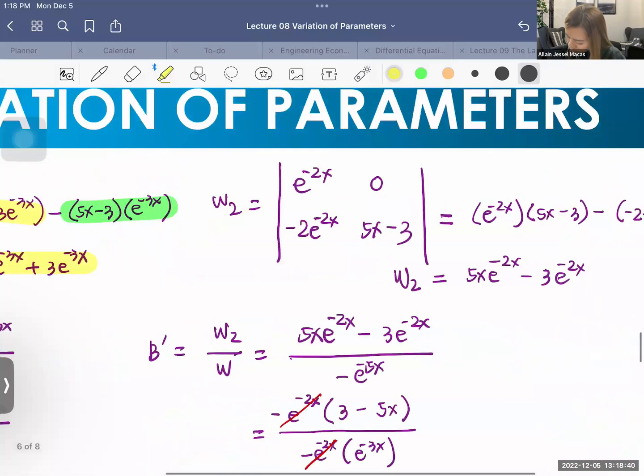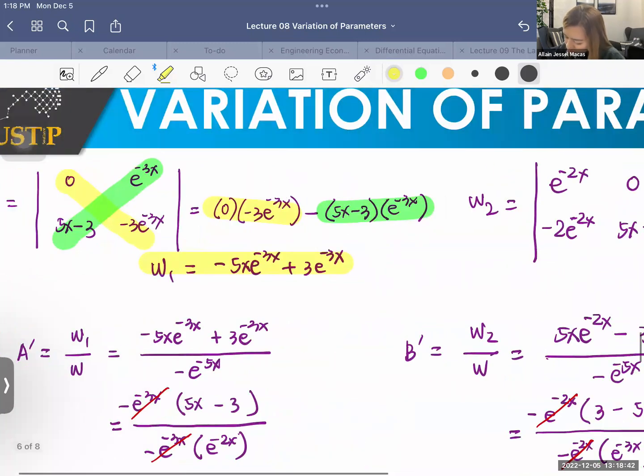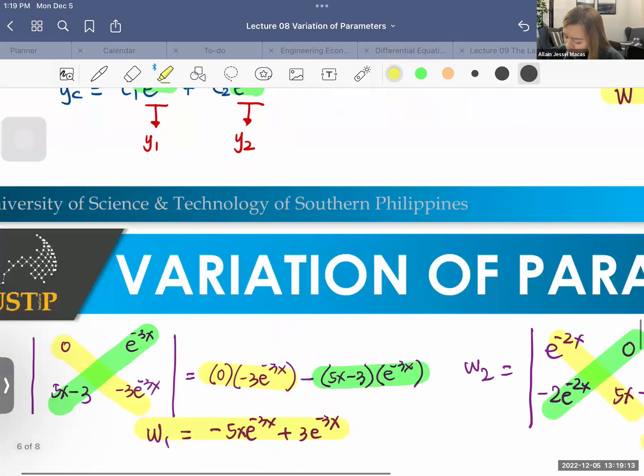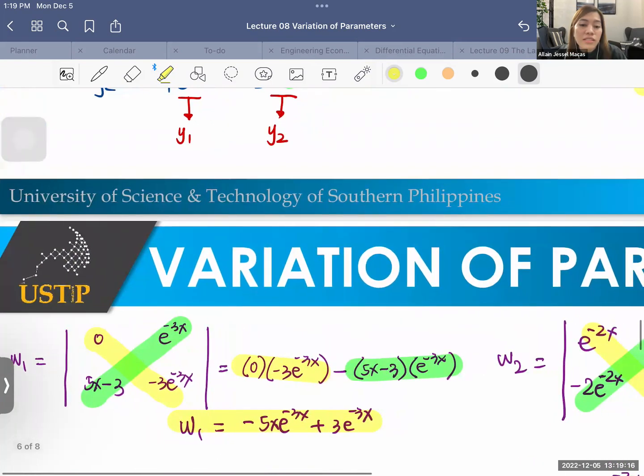Y2. So sa W2, i-retain mo ang y1 and the derivative. W2 lagi, sorry. And then the second column, atong ilisan og 0 and the Q of x or 5x minus 3. Okay? So, again, same process now, the product of this one, which is this, minus the product of this diagonal. Okay, so the answer for W2 is 5x e to the negative 2x minus 3e to the negative 2x. Sige, what's the next, B? Say next, class.